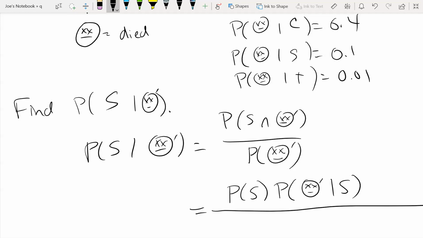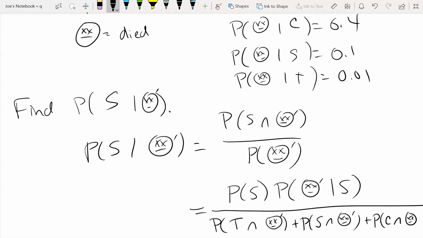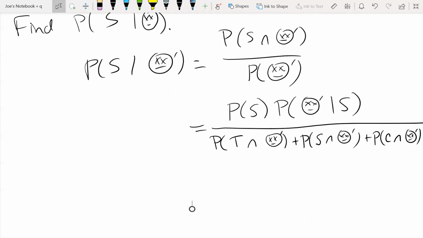Survival can be broken up into three groups. Either you were stable and survived, serious and survived, or critical and survived. Just to write that down, you could be stable and survived, or you could be serious and survived, or you can be critical and survived. We agree? There are three ways, given the three categories.